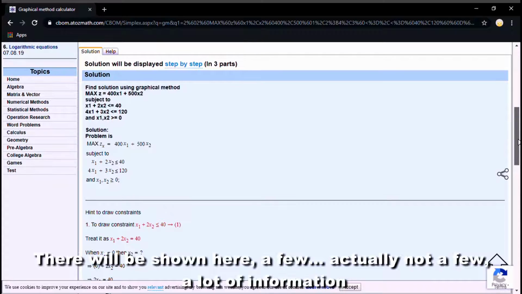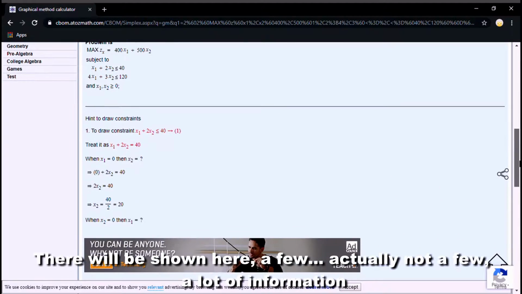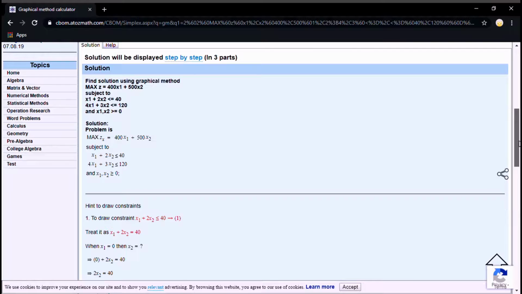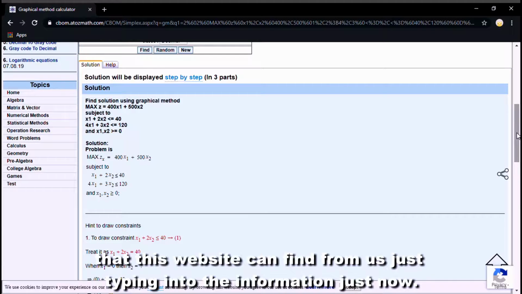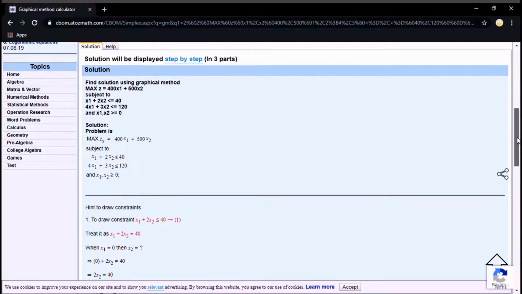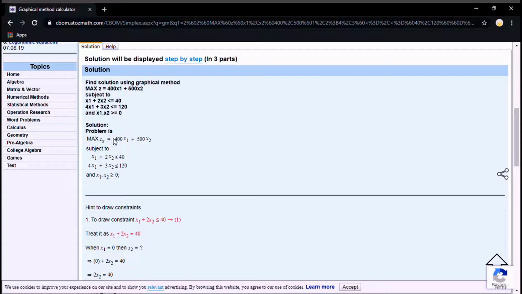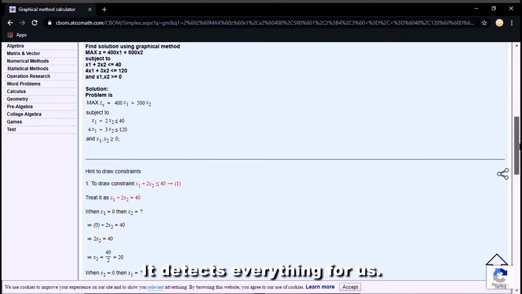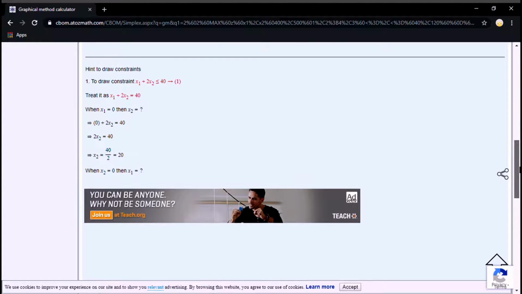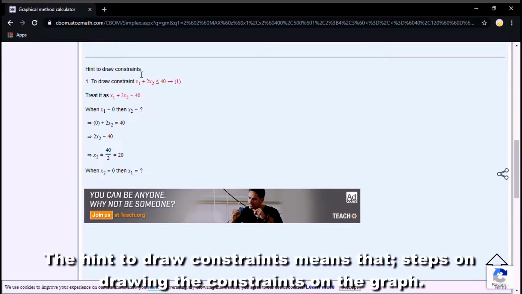There will be shown here a lot of information that this website can find from us just typing in the information just now. So it says here that is our LP model and it depicts everything for us. What they give here is a hint, the hint to draw constraints. The hint to draw constraints means the steps on drawing the constraints on the graph.